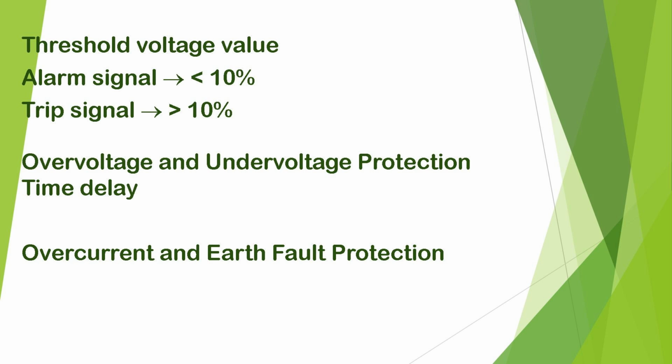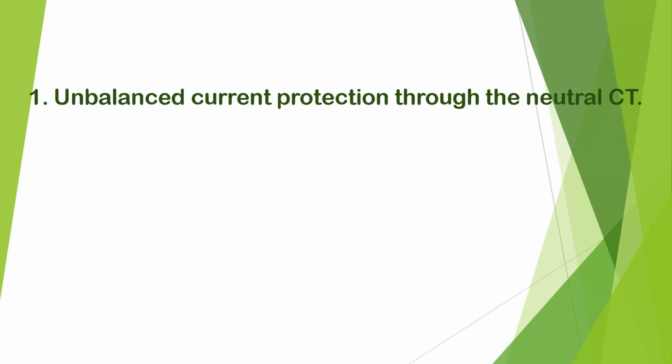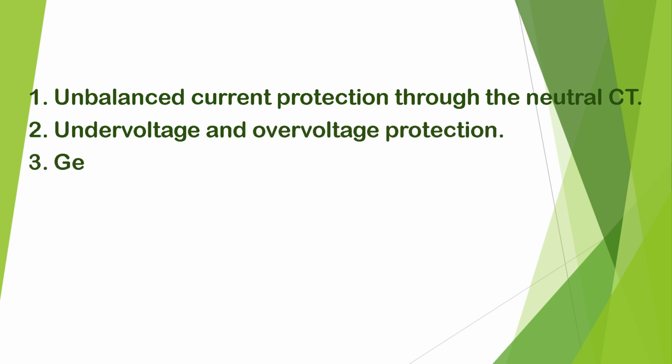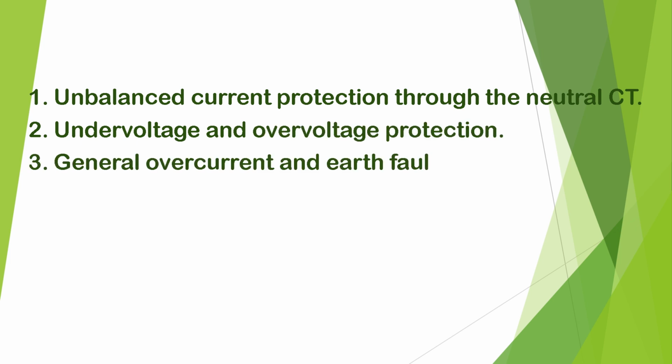These are the main types of protection used in 33 kilovolt capacitor banks. First, unbalanced current protection through the neutral CT. Second, undervoltage and overvoltage protection. Third, general overcurrent and earth fault protection.